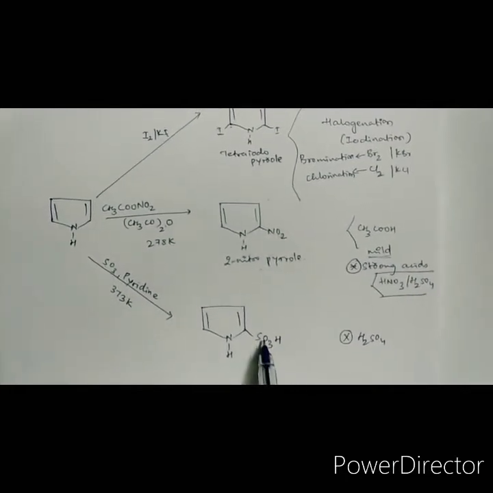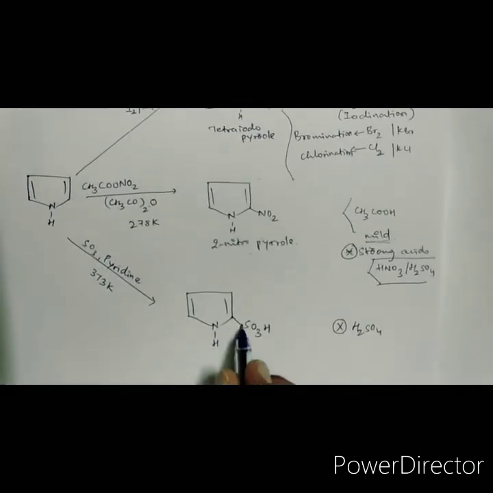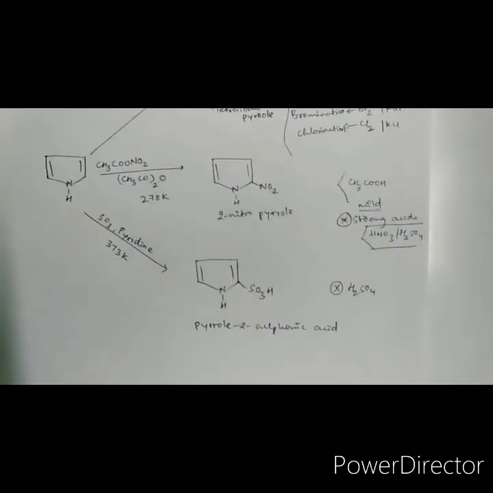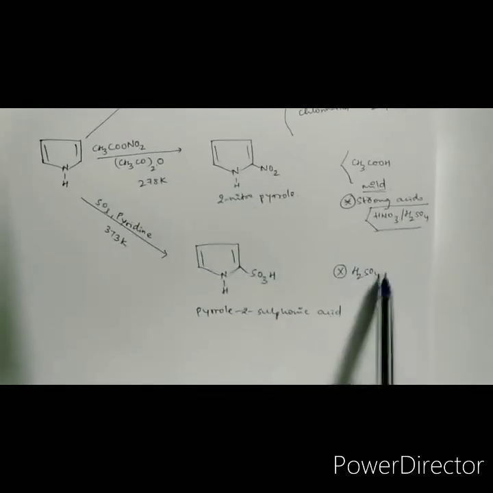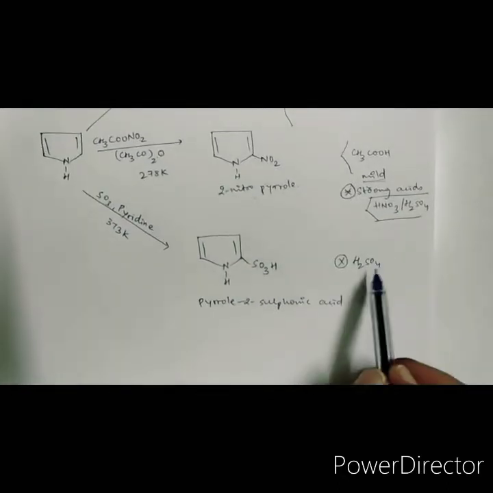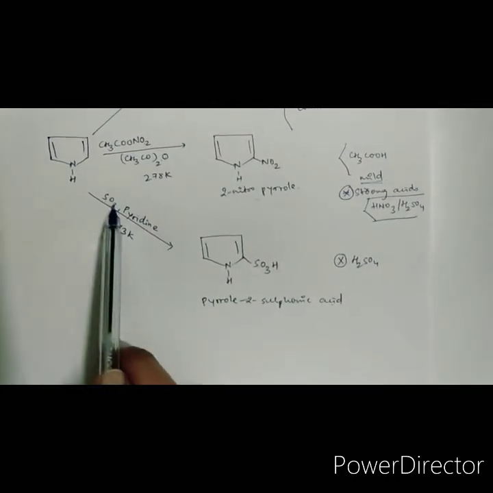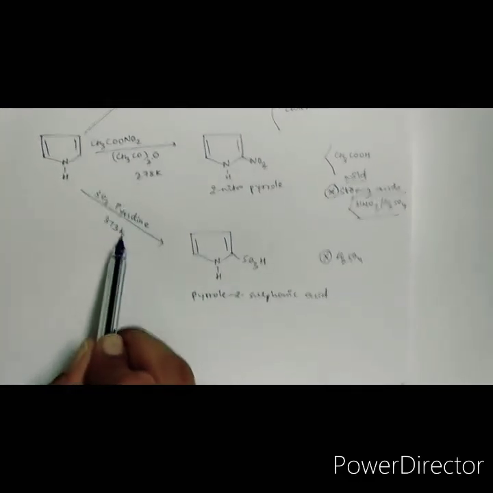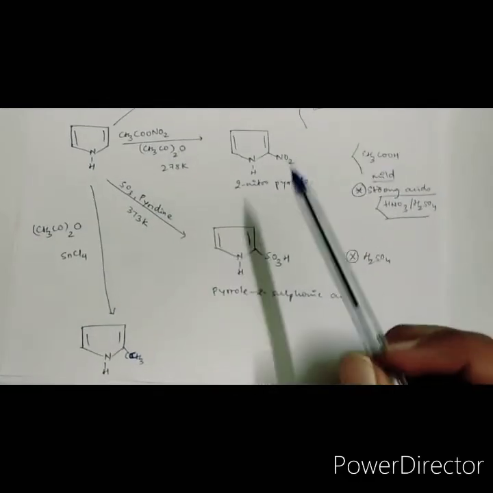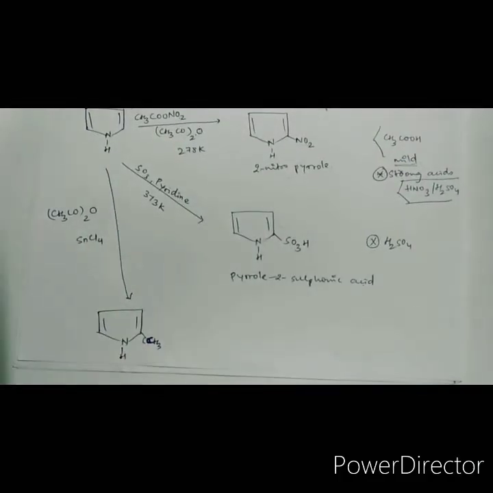So the product obtained is 2-sulfopyrrole, or you can also write it as pyrrole-2-sulfonic acid. So here also we should not use any of the stronger sulfonating agents. We have to use milder sulfonating agents like sulfur trioxide in presence of pyridine, but the temperature remains at 373 Kelvin. The next electrophilic substitution reaction of pyrrole is known as Friedel-Crafts acylation.